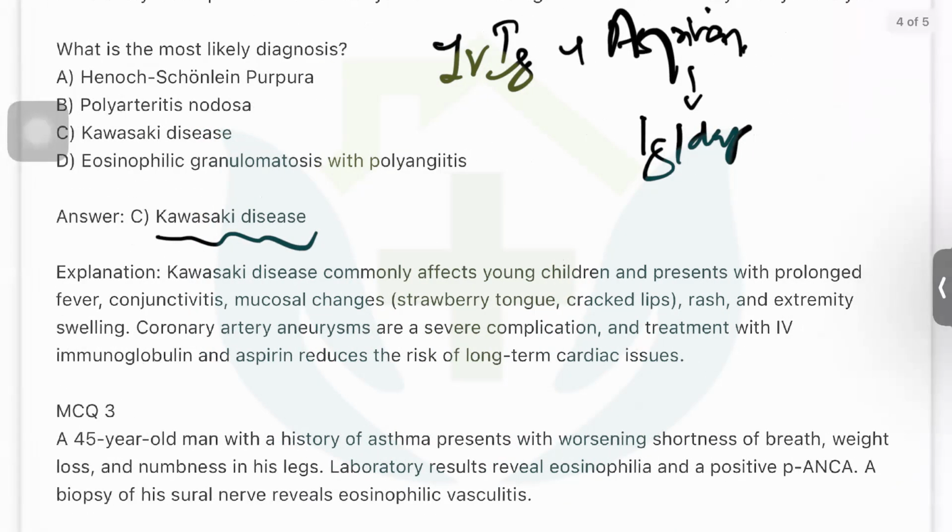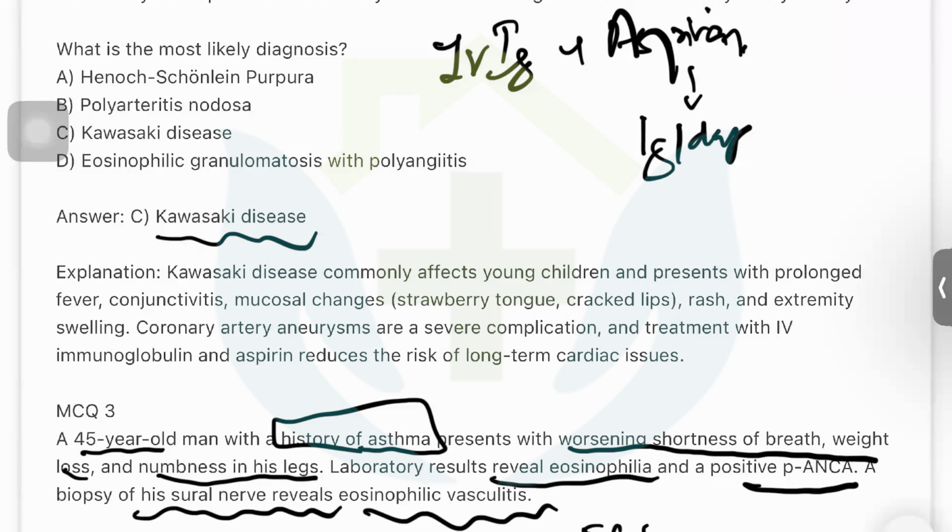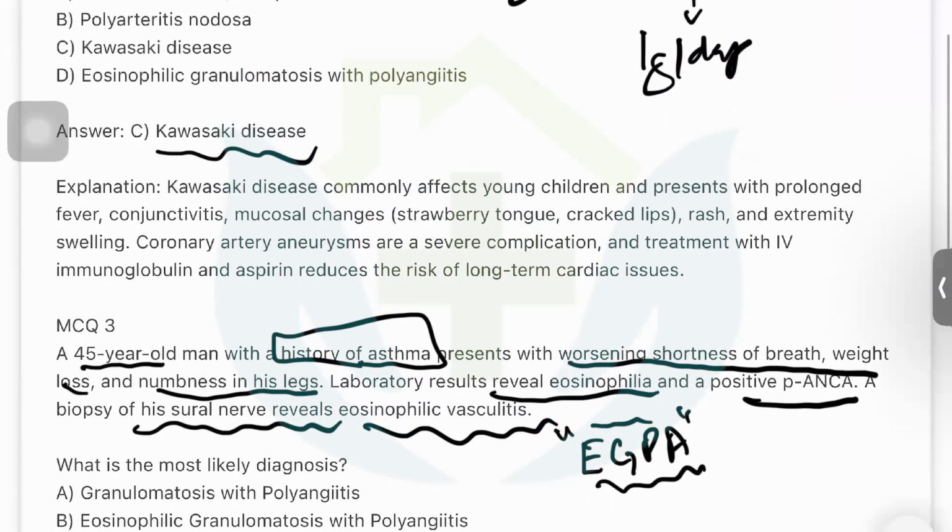A 45-year-old man with a history of asthma, presenting with worsening shortness of breath, weight loss, numbness in his legs. Lab results show eosinophilia, positive P-ANCA. A biopsy of the sural nerve reveals eosinophilic vasculitis. What is this? If there is no Churg-Strauss in the answers, please choose EGPA, because now the terminology has changed. So the answer is EGPA.